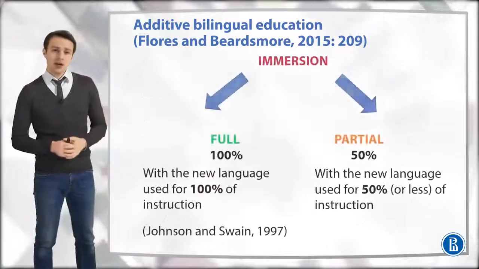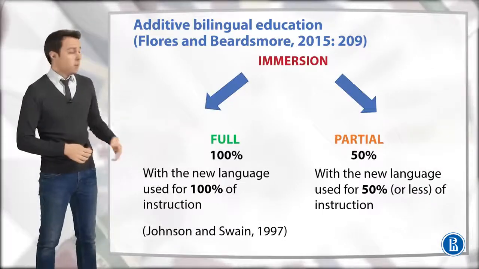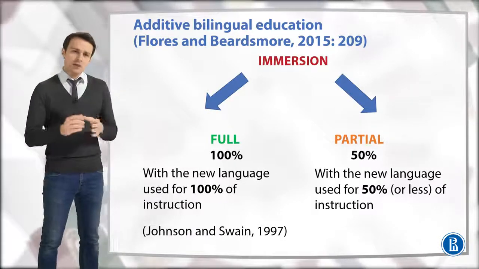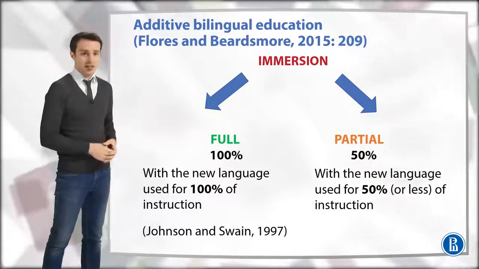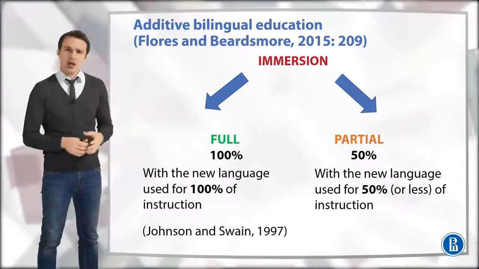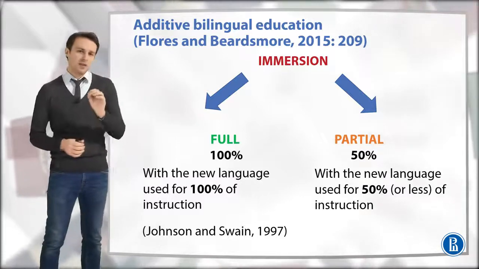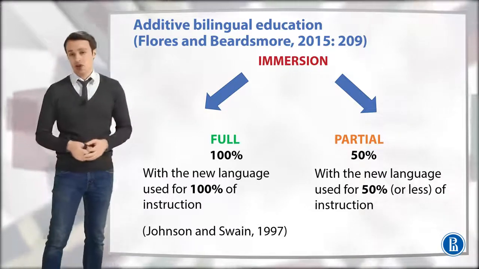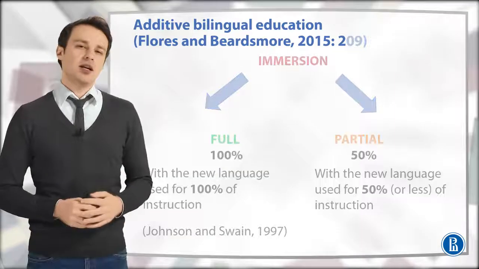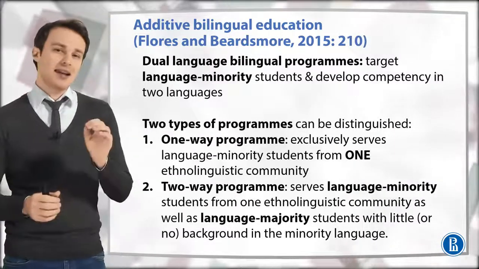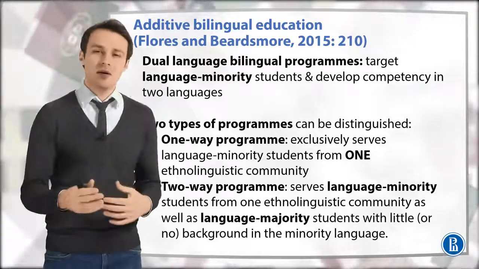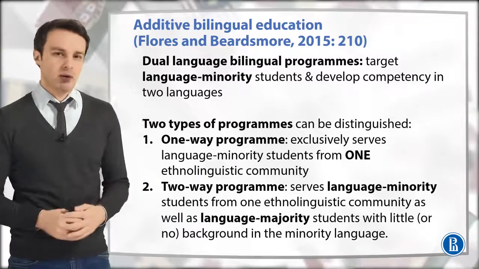So, immersion can be full or partial. In the full immersion, the new language is used in 100% of instruction. In the partial case, only 50% of the new language of instruction is used. Let's now take a look at dual language bilingual programs. They target language minority students and develop competency in two languages.